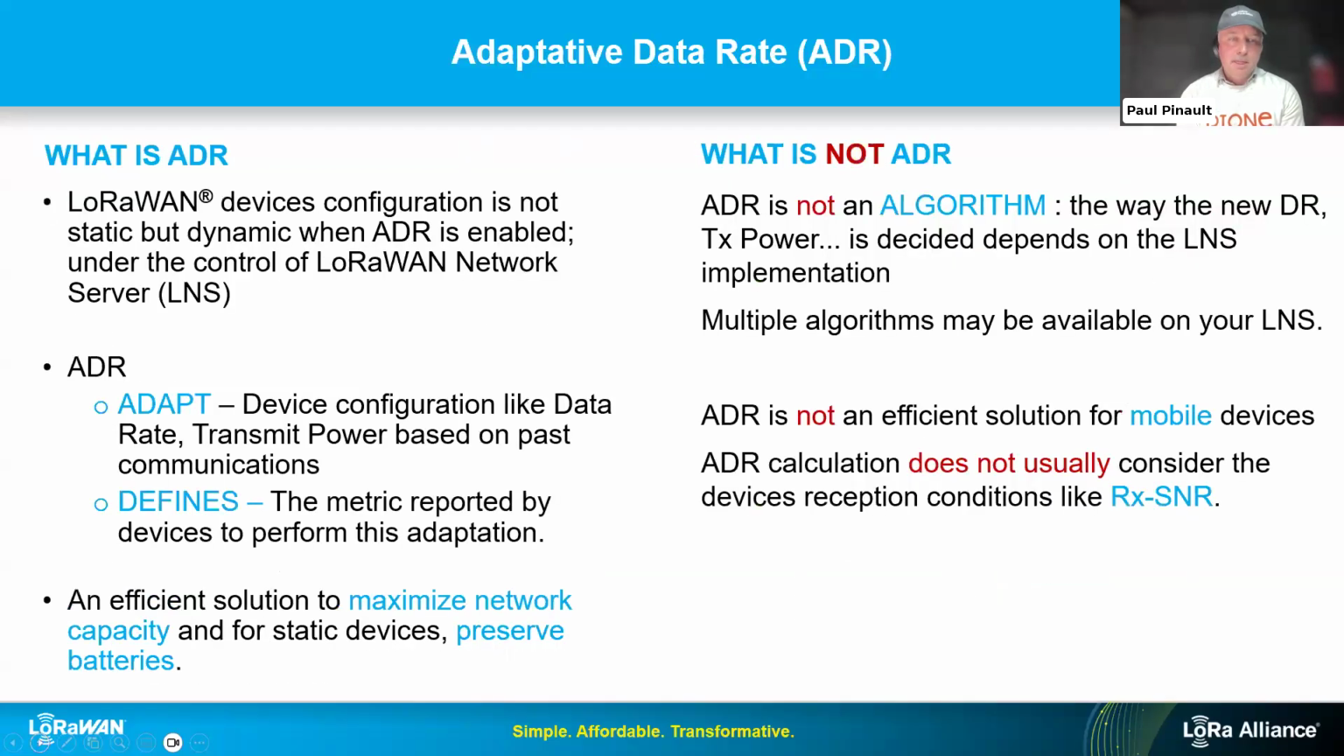Can go to the next slide. The other topic which is really interesting to take into consideration when developing a device is the adaptive data rate. Adaptive data rate is really important for networks. It really helps the networks to be optimized, to maximize the capacity, and also helps the device to preserve the battery. Basically, the idea is to not send at too low a data rate if you are really close to the gateways, and don't use too much TX power if you are close to the gateway.